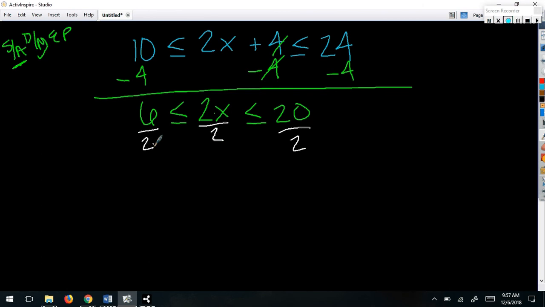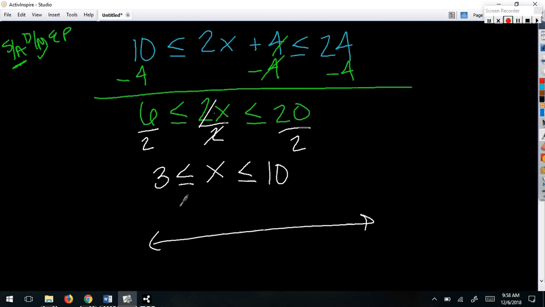All right, 6 divided by 2 is 3. What's in the middle now? X. That's why I did that, to isolate the x, to get it by itself. What is 20 divided by 2? 10. So then you graph it. Ands are the easiest to graph, I think, because they look like the inequality. The inequality looks like a sandwich between two numbers, and that's the way this is. Just make sure you're starting with the smallest number up to the biggest.